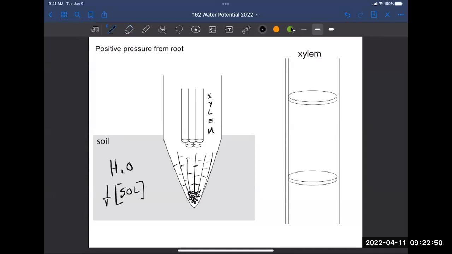Soil water is actually very, very dilute. Which seems kind of weird because at our macro level, when we think about soil, think about a mud puddle or something like that, you feel like, oh, there's a lot of stuff in there. But at the micro level, the water that's in soil is very dilute.